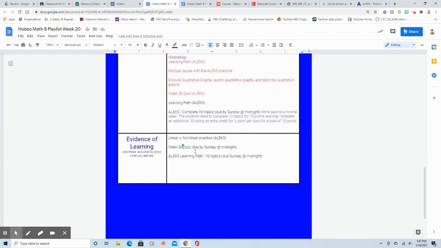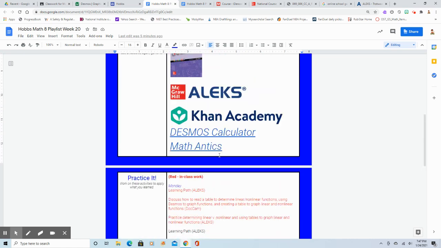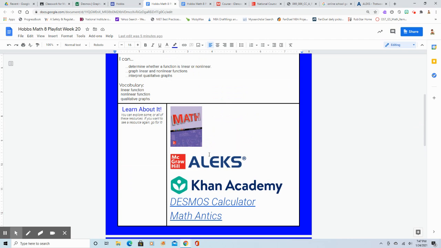And then the learning path. I can't stress that enough. We're coming up on interim times, and we'll be getting those back out to you within a week, within 2 weeks.